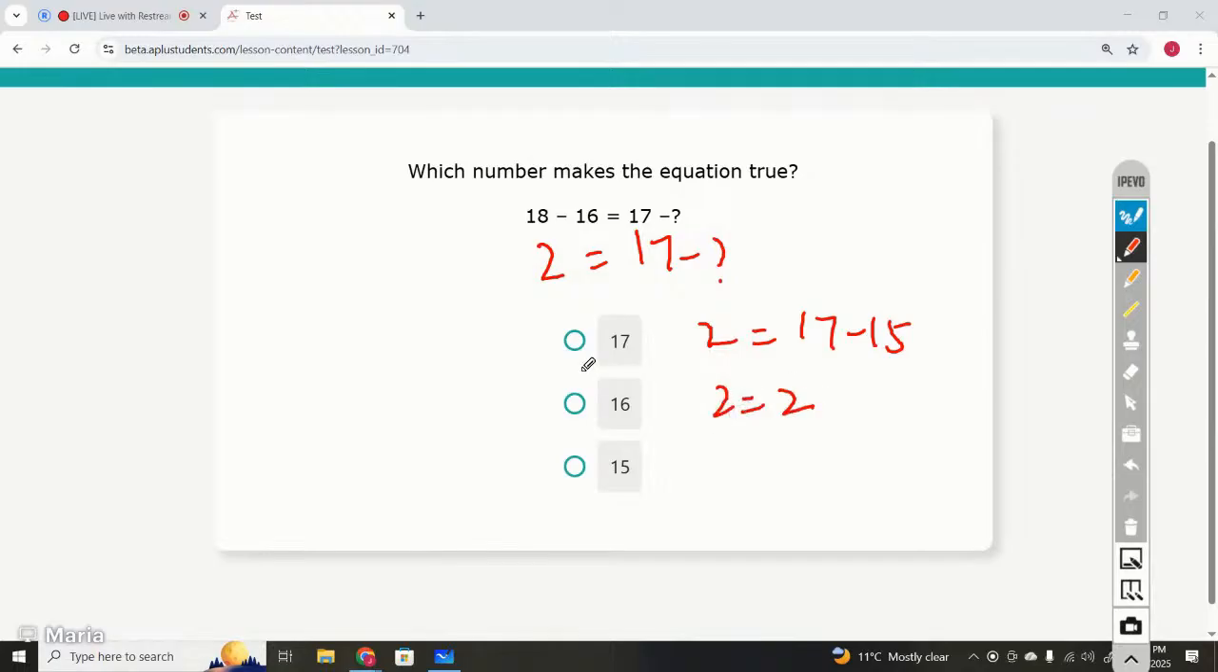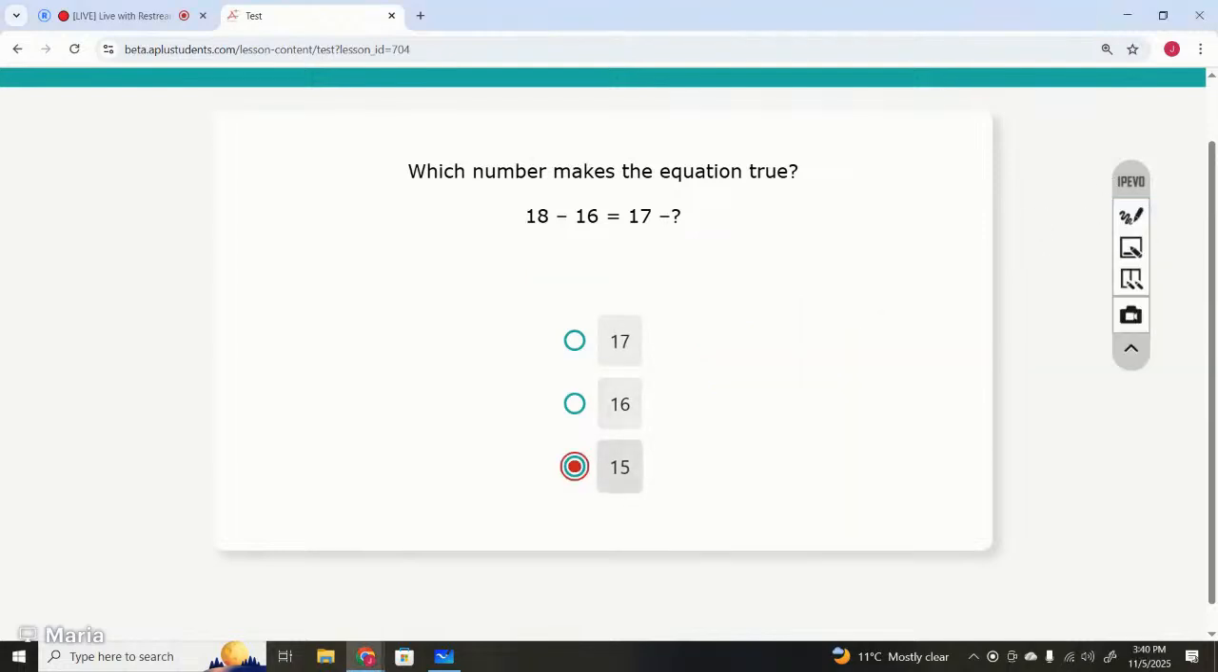So 2 is equal to 2. So the missing number is 15. 15 is the number that is missing.